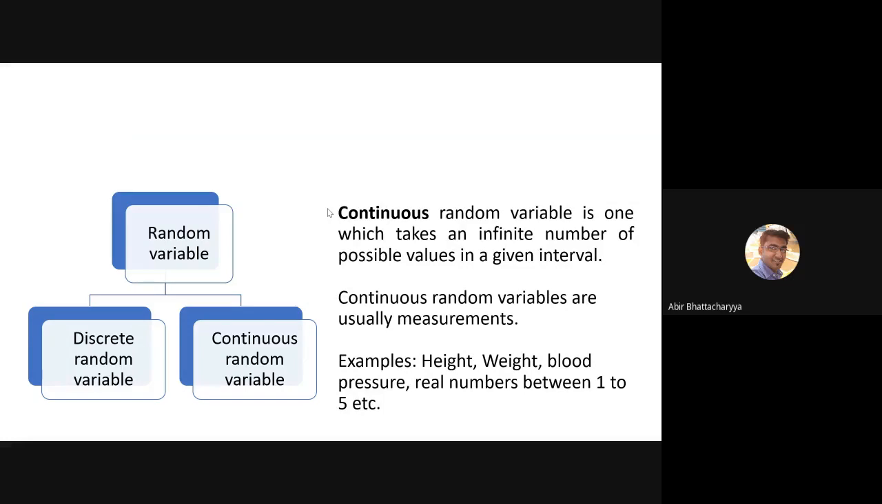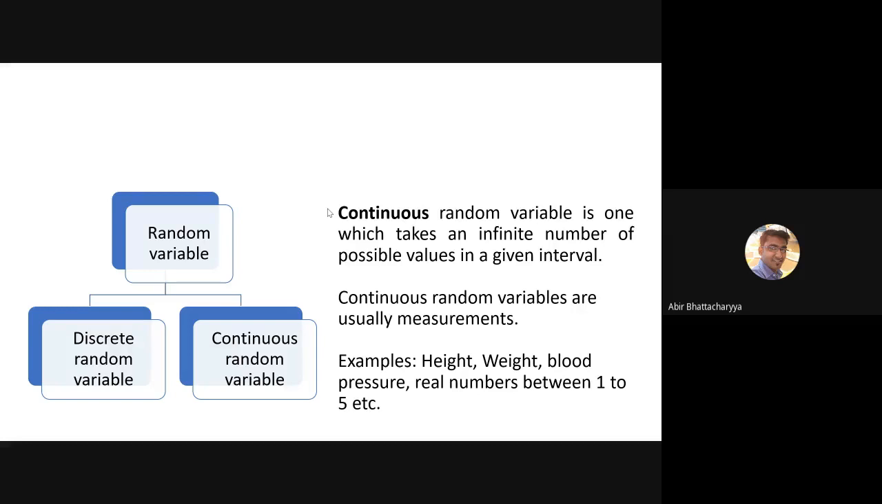A continuous random variable can take an infinite number of possible values in a given interval. Continuous random variables are usually measurements in an interval, like height. Sometimes we can say it specifically, but many times we say the height is from, let's say, 5 centimeters to 9 centimeters. Weight, in between 12 kg to 20 kg. Blood pressure, real numbers between 1 to 5. Whenever we are not sure about the measurement, that measurement is known as a continuous random variable.